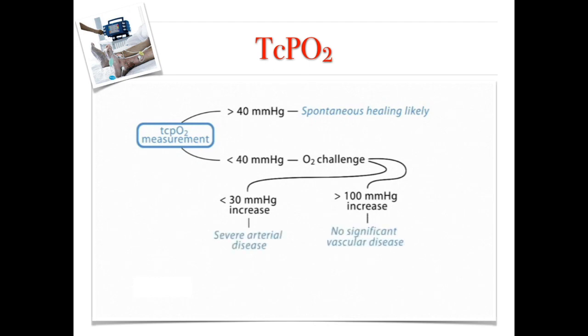If the TCPO2 remains or increases to above 100 millimeters mercury, there is no evidence of any significant vascular disease. If the TCPO2 during the oxygen challenge remains less than 30 millimeters mercury, the patient has severe arterial disease until proven otherwise. Such a patient must be referred to a vascular surgeon or undergo further investigations.